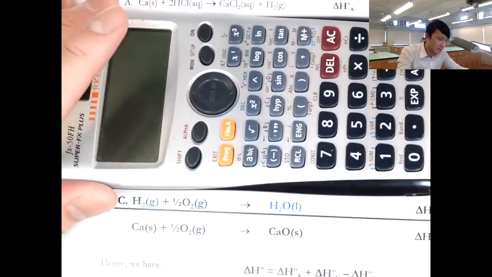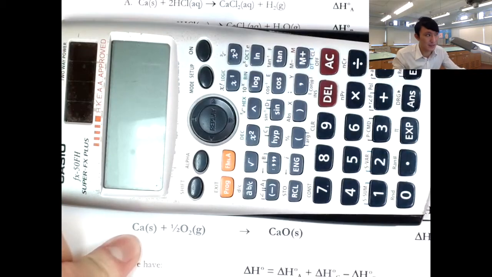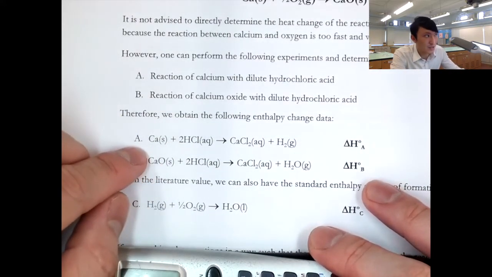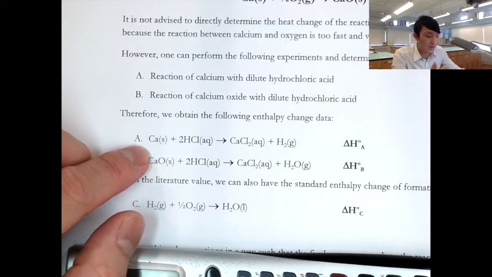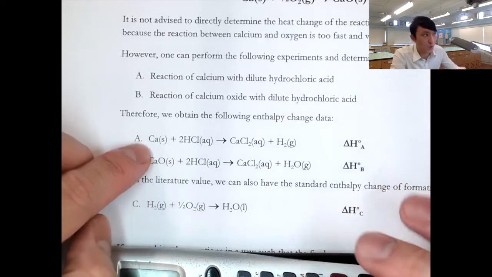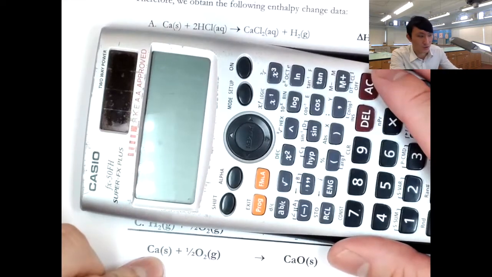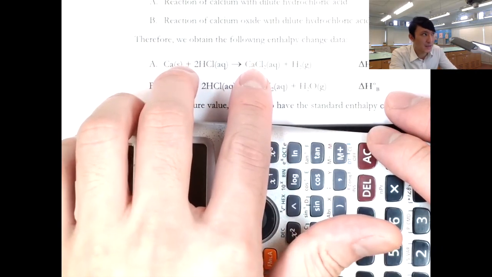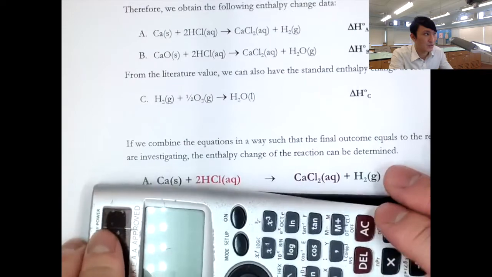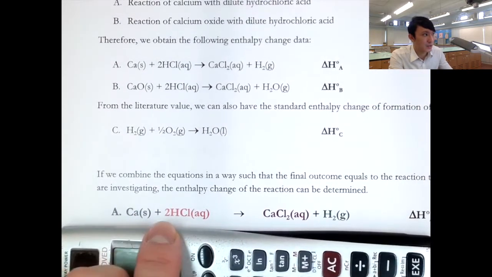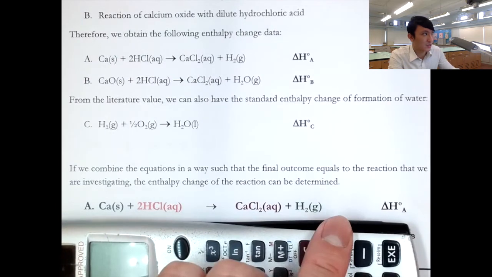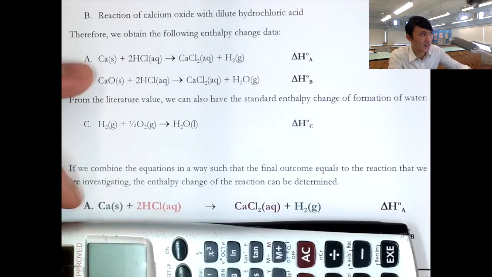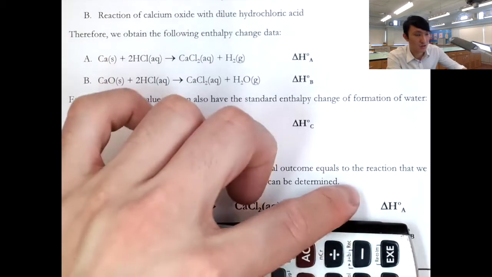You first look at the calcium. You want the calcium on the left-hand side of the equation. If you look at these three equations, you realize that only equation A has calcium, and it is also on the left-hand side. There is one mole of calcium here, similar to the final equation, also one mole. So what we're going to do is simply copy and paste this equation down here. Calcium reacts with HCl to form calcium chloride and hydrogen. They are exactly the same, and this one is delta H naught A.